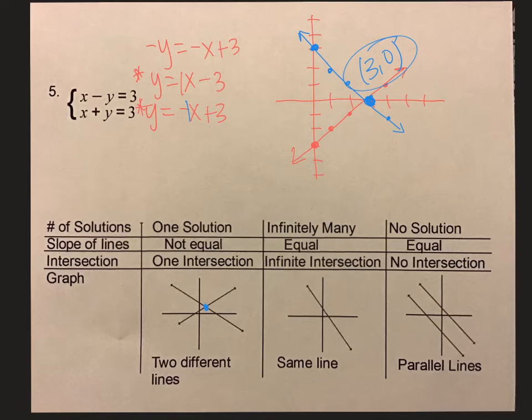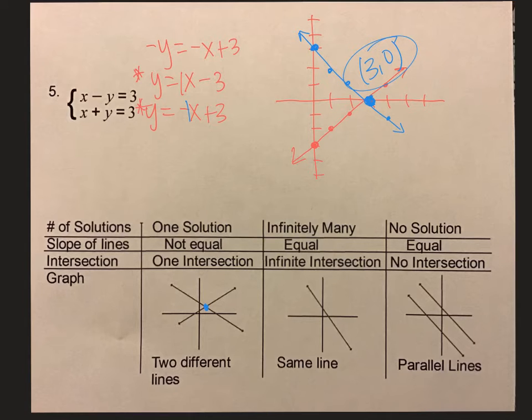You've got 2 different lines, 2 different equations. If we have infinitely many solutions, your slopes are going to be the same. You're going to have infinite intersection points because basically your 2 equations are going to be the same line.